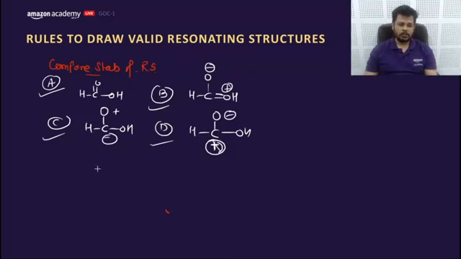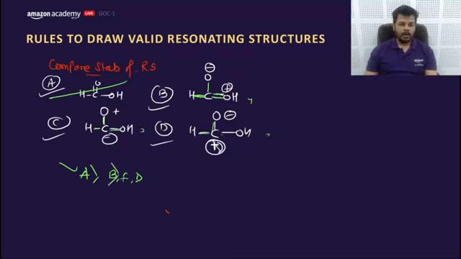Let's apply the first rule. First rule says non-polar is better than the polar. That means A is better than B, C, and D. Okay, fine. First rule says A is the best. Now the second one is number of bonds. This has 4 bonds, 3 bonds, 3 bonds. That means B is better than C and D.